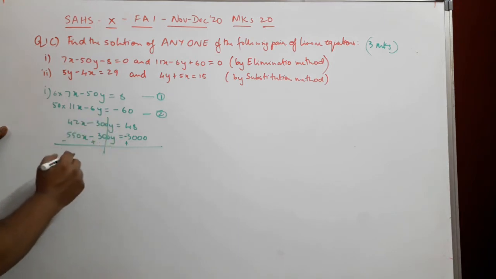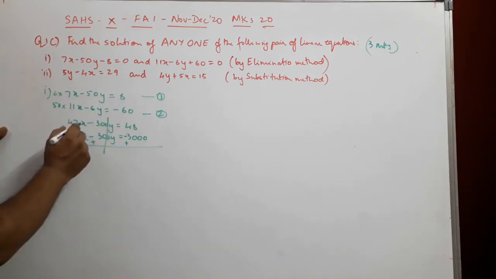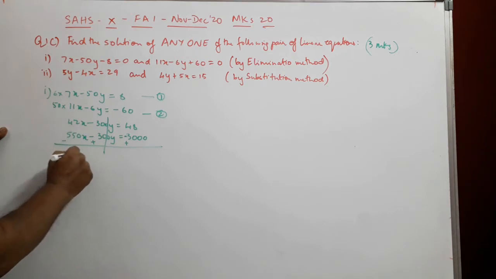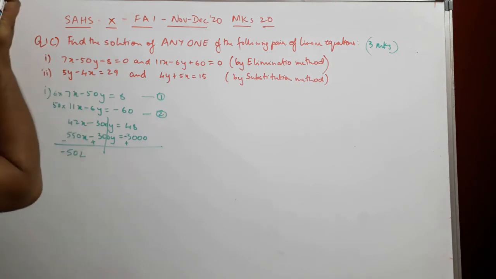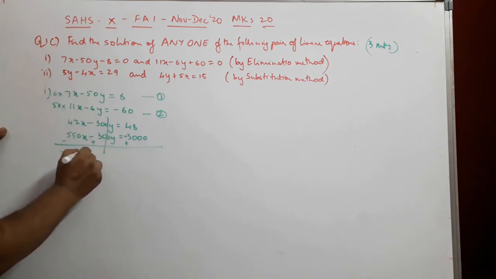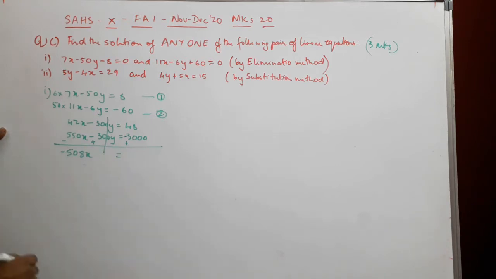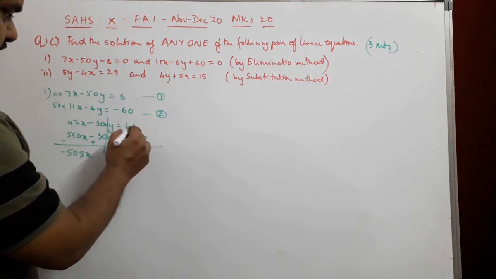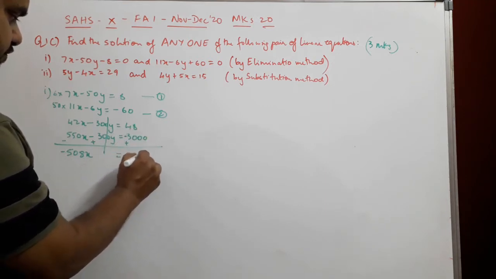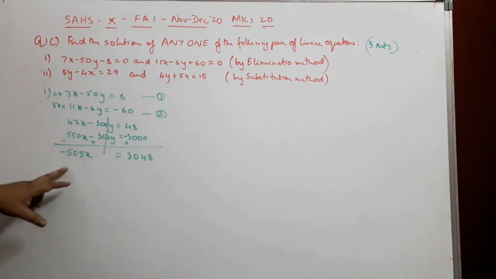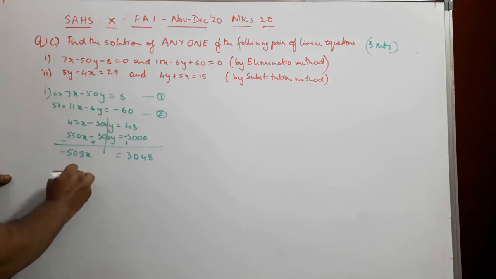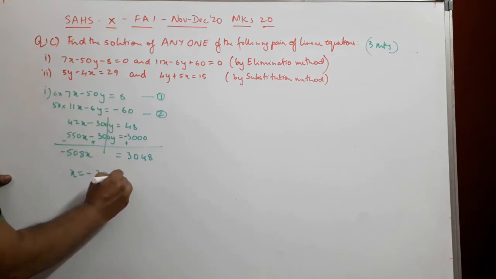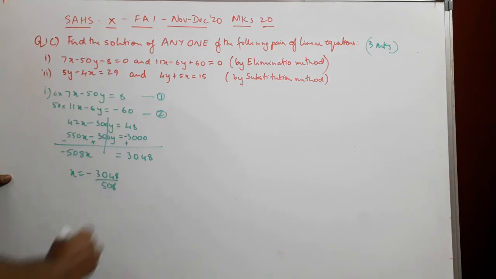This cancels out, and now 550 minus 42 will give us 508x, and this will be 3000 and 3000. This is positive and added to 48, so that will give us 3048. Okay. Now 508 has to be divided with 3048, so we'll have x equal to negative 3048 upon 508.